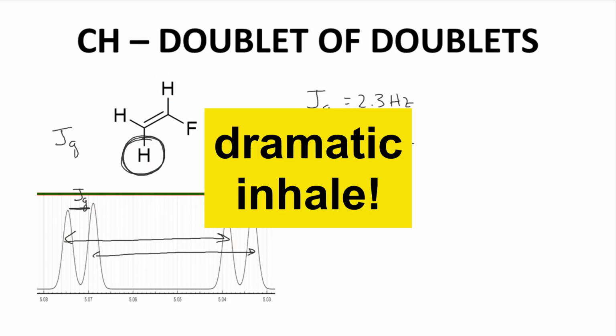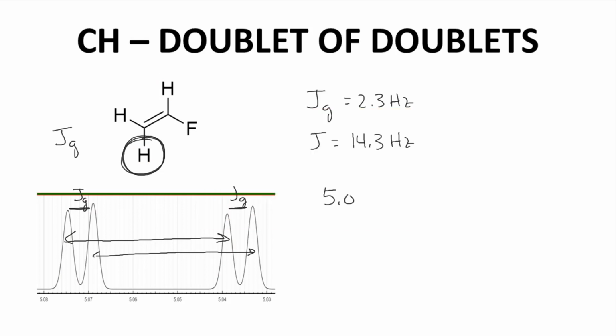Let's report it. The shift is 5.05. Multiplicity is DD. Integration is 1H. J equals 2.3 and 14.3 hertz.